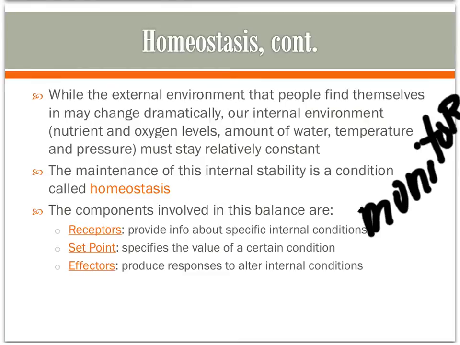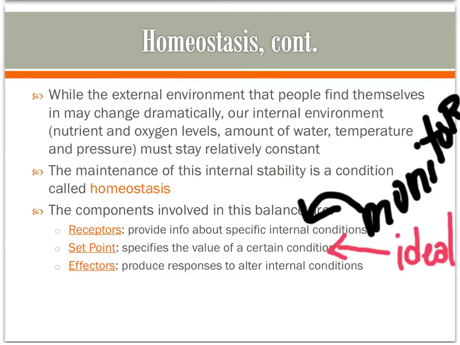Chubby, but that'll work. So monitoring is another word for receptors. Set point means at what level should everything be at. So the set point is just a comparison of what we want to have. So this is the ideal. Your body temperature should be about 37 degrees Celsius or 98.6 degrees Fahrenheit. That's the set point for temperature in the body.